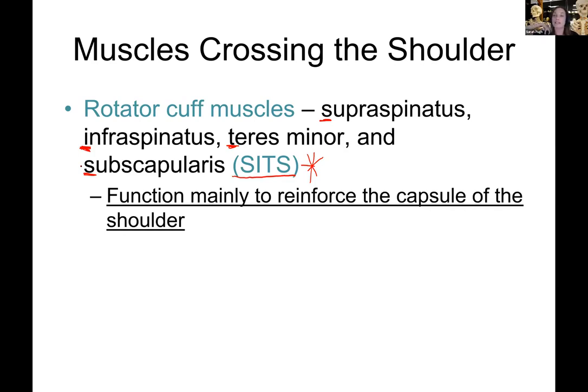Remember, your shoulder does not have a lot of bony connections. It only connects at one point right here to the axial skeleton. And so it is held in place by a lot of muscles.